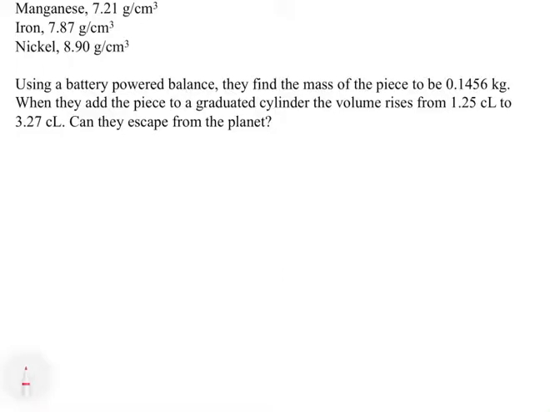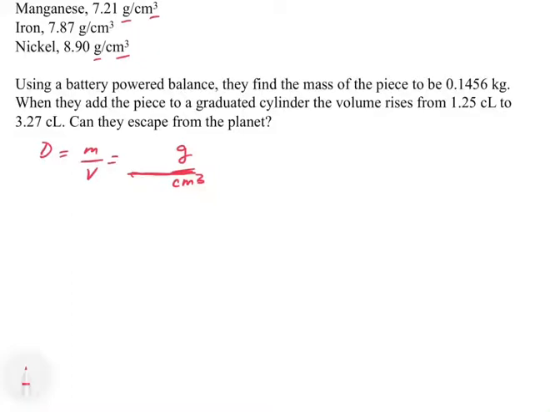So can they escape from the planet? Basically what we need to do is figure out the density here and figure out, is this metal manganese? So in the end, we've got to have our density, and we've got to have a mass, and we've got to have a volume. Now you'll notice that the densities that are given here are in grams and centimeters cubed. So when we do our work and we plug into our density equation, we have to plug in whatever it is in units of grams and centimeters cubed.